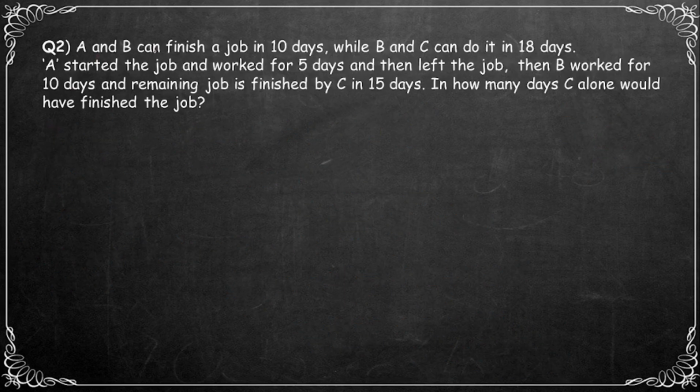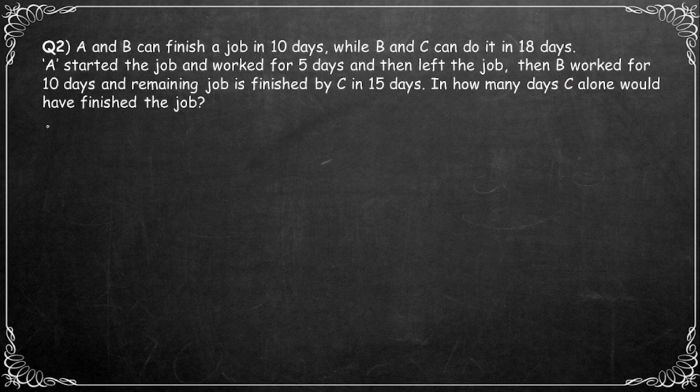Question 2. A and B can finish a job in 10 days, while B and C can do it in 18 days. A started the job and worked for 5 days and then left the job. Then B worked for 10 days and the remaining job is finished by C in 15 days. In how many days would C alone have finished the job?